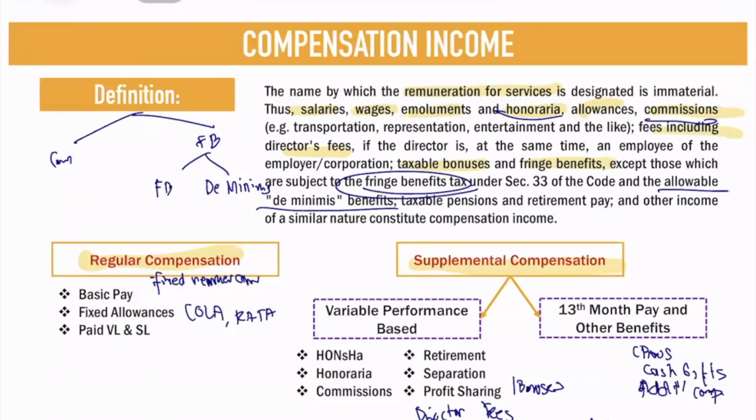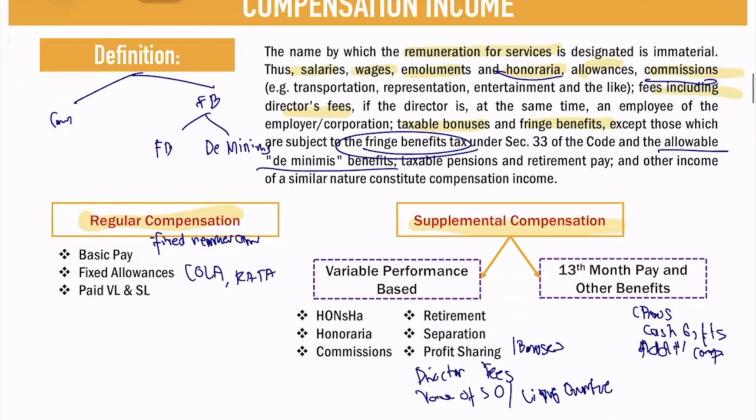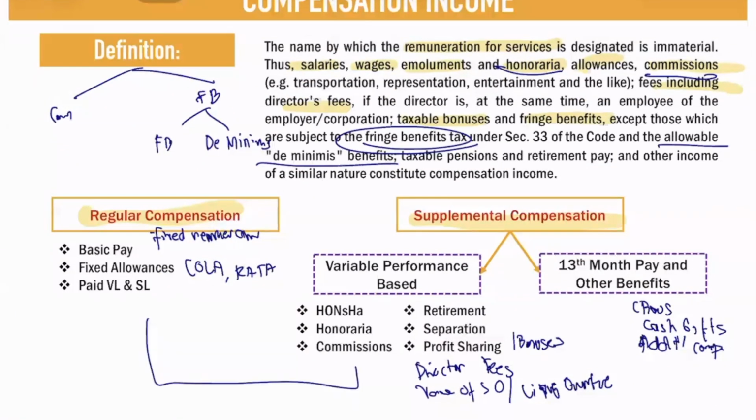So why is it important again to classify? Because again, there is different taxability depending on your compensation income. For regular compensation and variable-based compensation, directly it is RIT. For 13th month pay and other benefits, it depends whether that is a rank and file employee or managerial and supervisory. For managerial supervisory, purely the fringe benefit is subject to fringe benefit tax, while the others, of course, will be subject to RIT. But for rank and file, it is RIT.